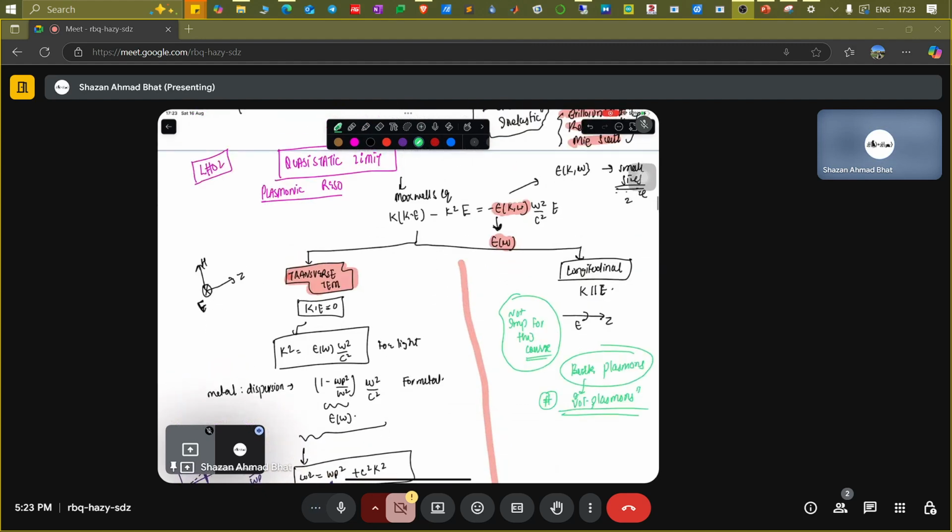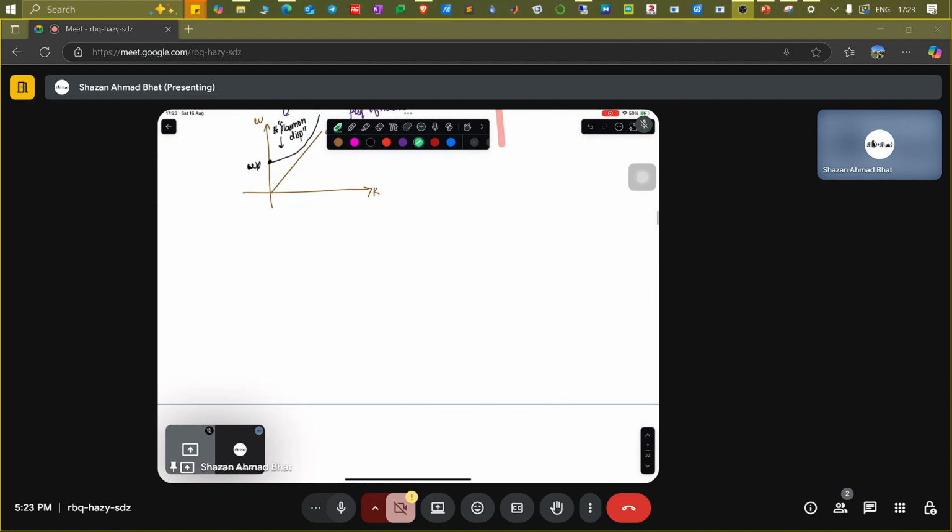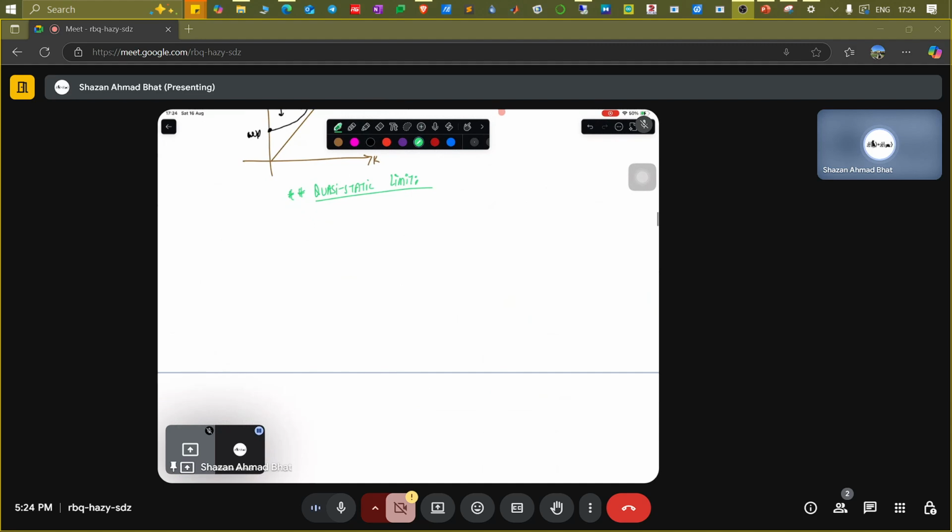Okay. So now what we are going to see is something called the quasi-static limit. It's just an approximation, or a limit we use, and it's not always valid. Let me be honest.